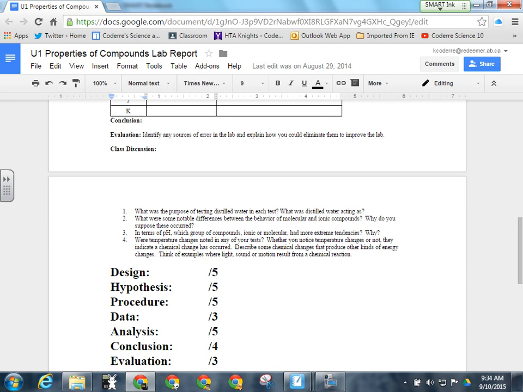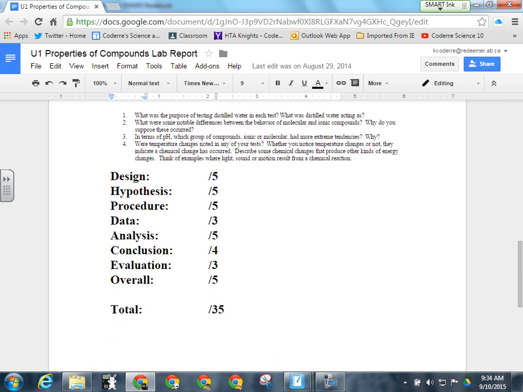Then this is where I put your marks in. So when I mark your lab, I'll put marks out of 5, or out of 3 or whatever they're out of in here, and then I'll give you a total that will appear when you get it back. So if you ever wonder where you lost marks, you go all the way down to the bottom of your report and you'll see the evaluation there. Questions on that?